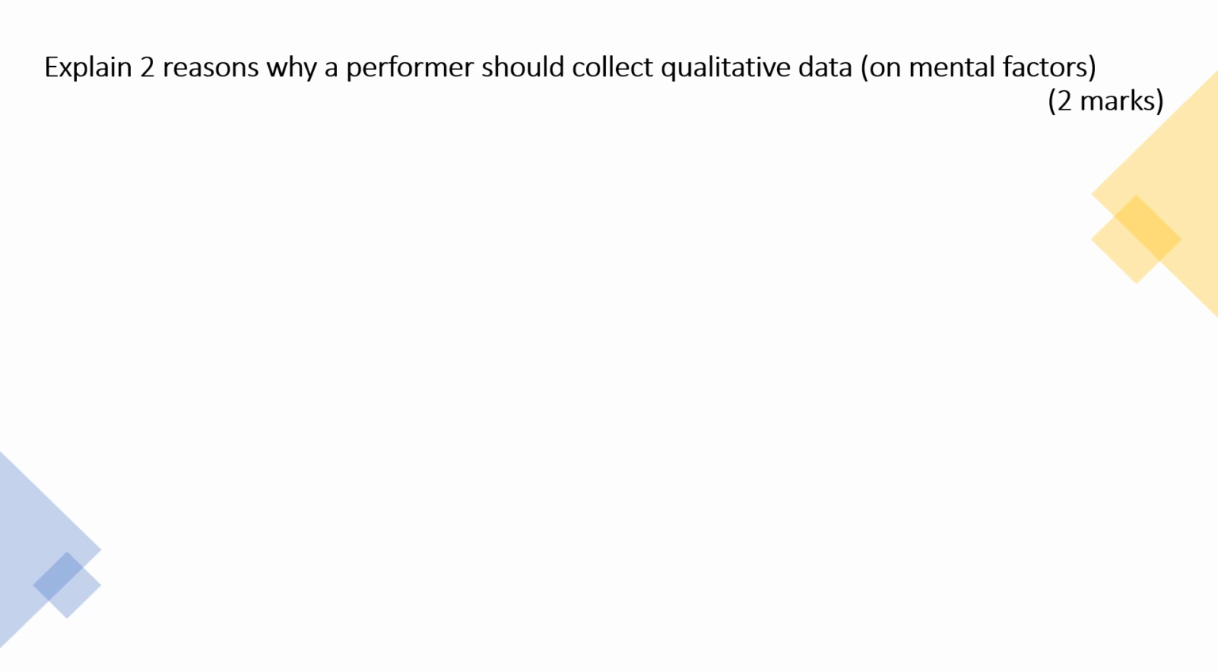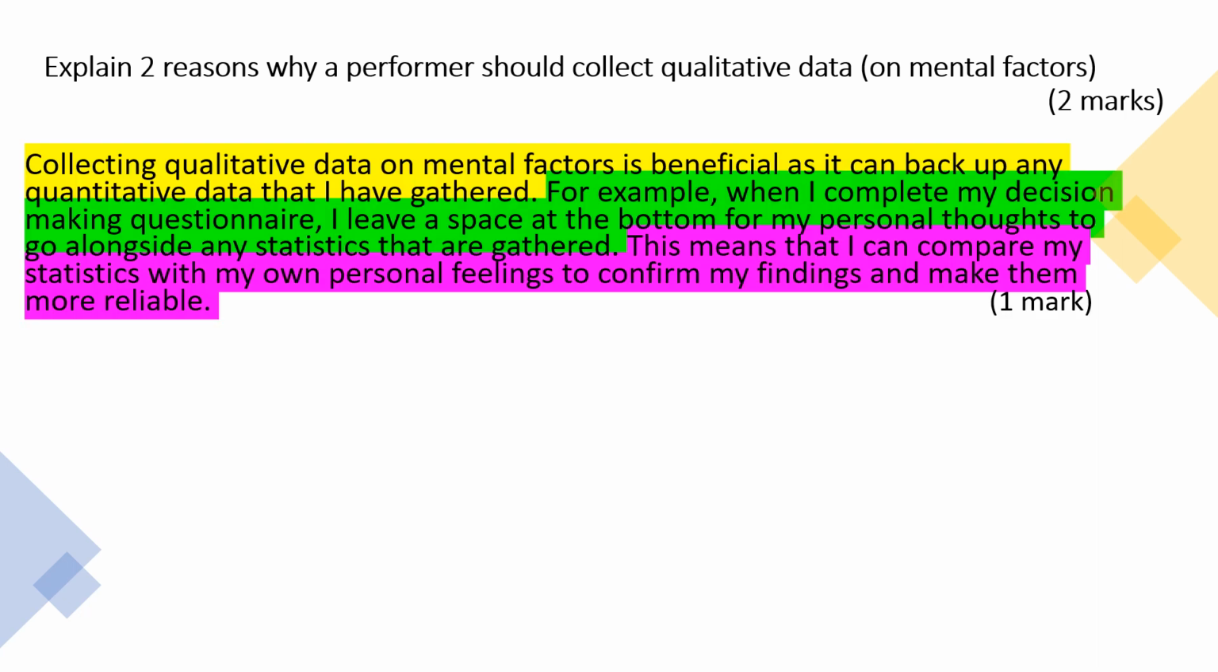So the question is, explain 2 reasons why a performer should collect qualitative data on mental factors. That question itself may well scare you, but do not worry. The main thing that I'm trying to show you here is the structure, not the actual content. Color coded again. Collecting qualitative data on mental factors is beneficial as it can back up any quantitative data that I've gathered. Now, some of you will be looking at that and thinking, what do those words even mean? I don't want to even go into it right now. The most important thing is the structure.